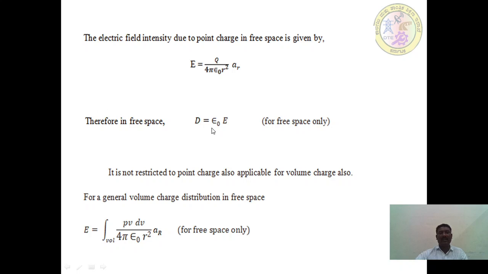See that this equation not only applies to the point charge, it also applies to the volume charge. In general, for a volume charge distribution in free space, instead of charge Q, the same charge is in the volume charge nature, rho v into dv. Rho v into dv is the representation of the volume charge. That is, E is equal to the volume integral of rho v into dv divided by 4 pi epsilon naught r square into a_r, for free space only.